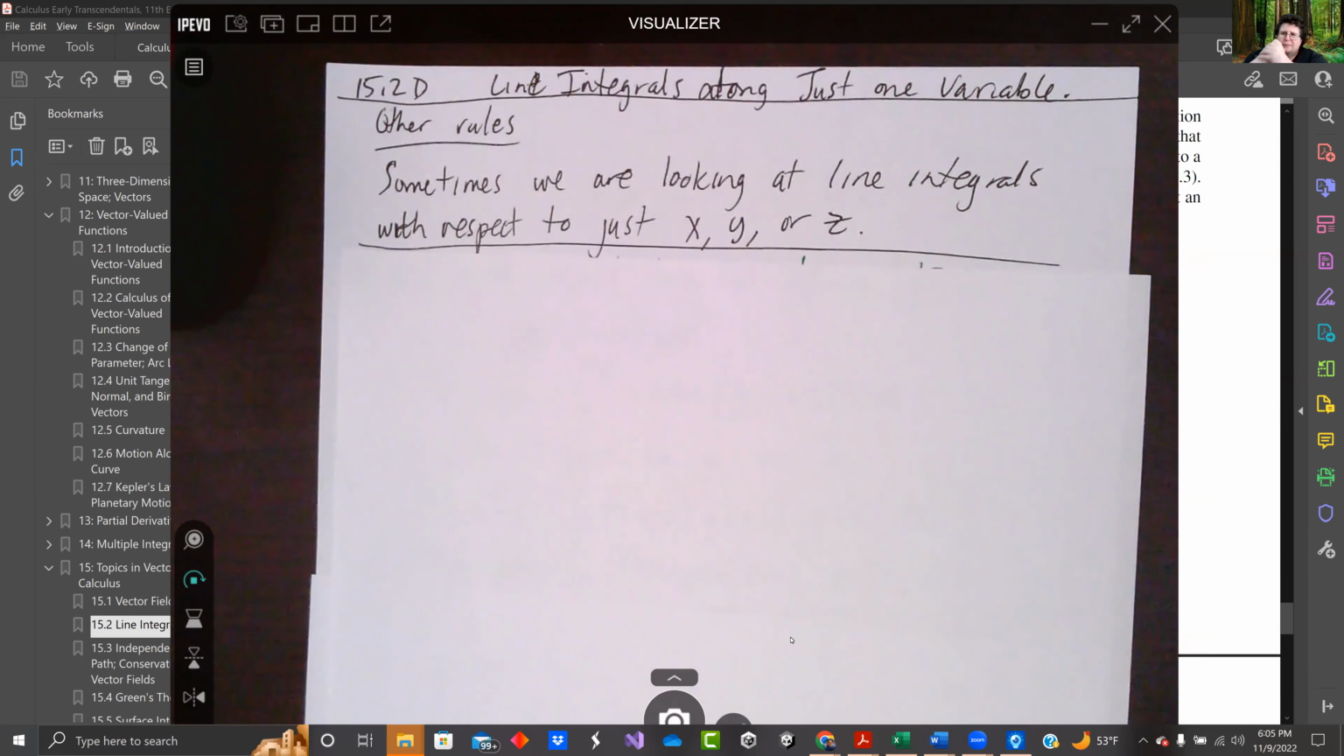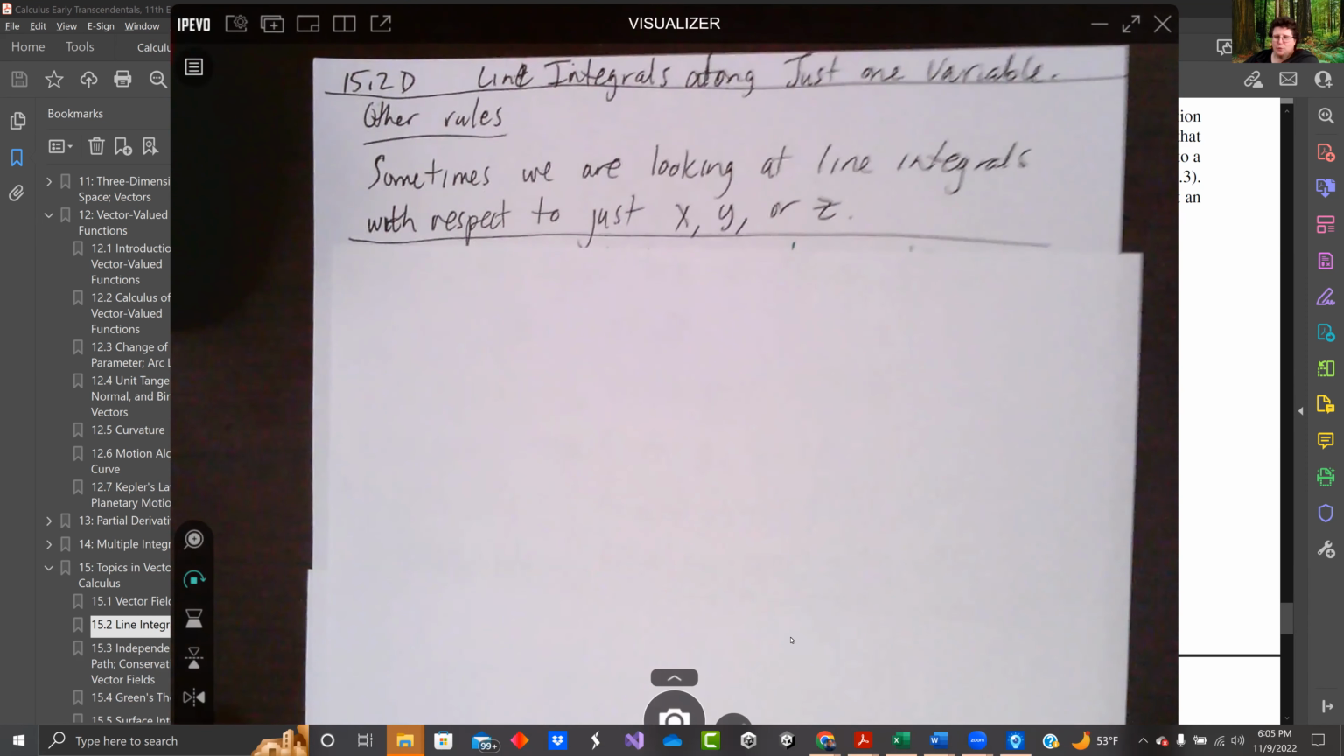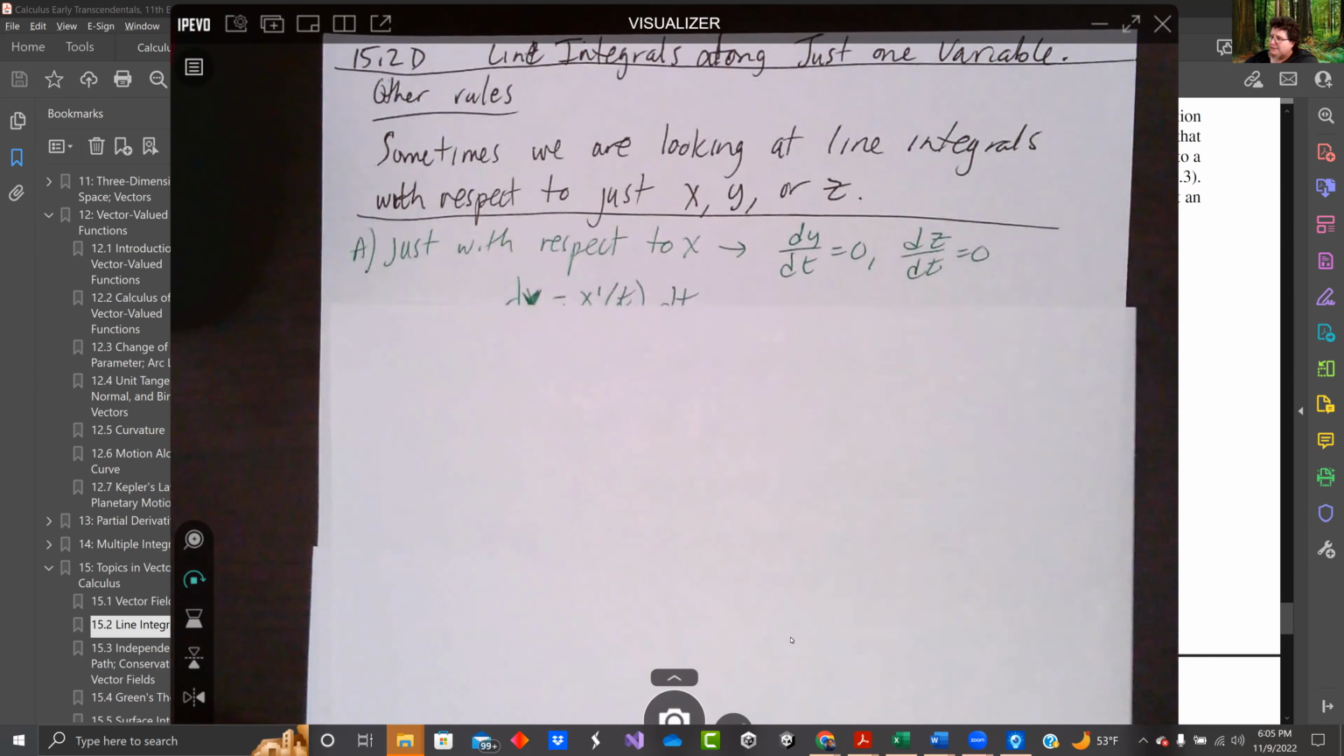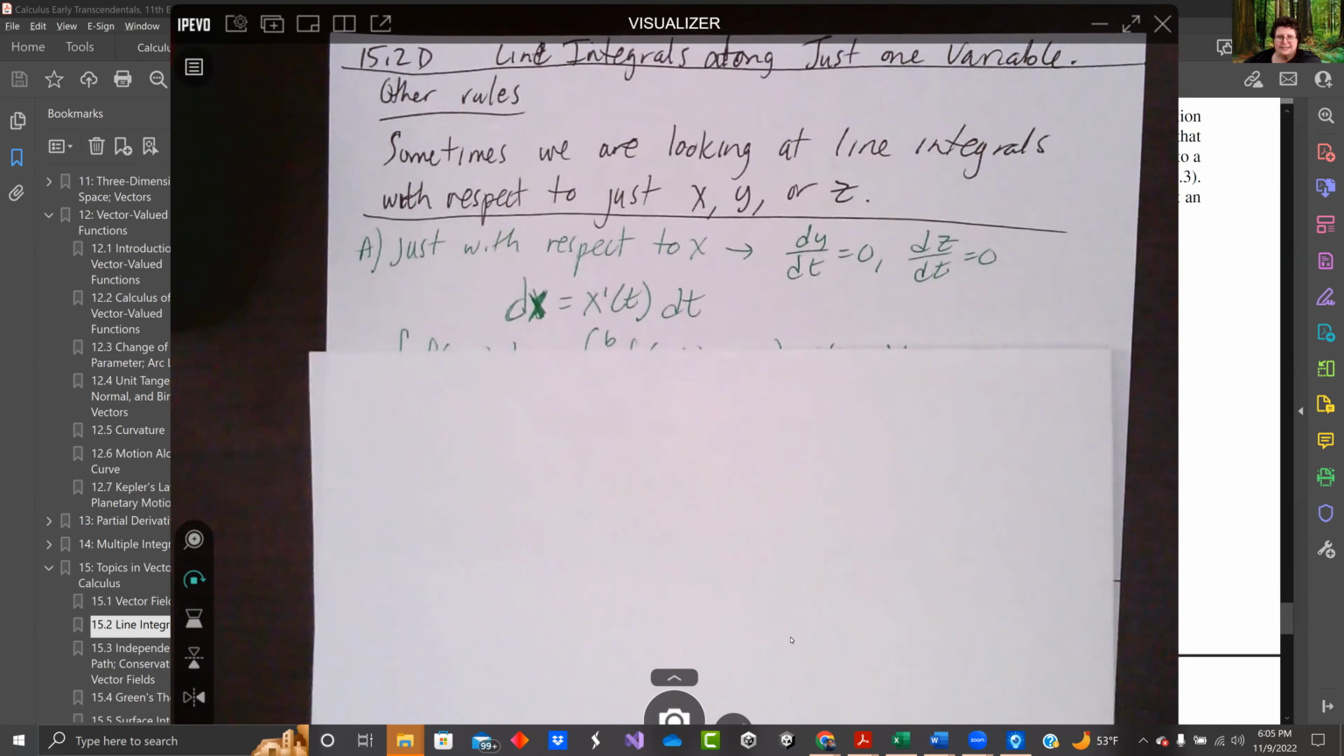So we've looked at doing some line integrals along the whole arc length. But what if we want to just integrate with respect to one variable, like along x or y or z? This does happen quite a bit, as you'll see the rest of the semester. But how do we address that? If we're not integrating with respect to y or z, then dy/dt is 0 and dz/dt is 0. So we just have ds as dx.